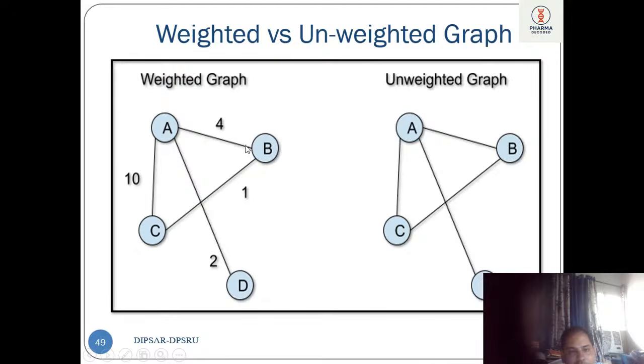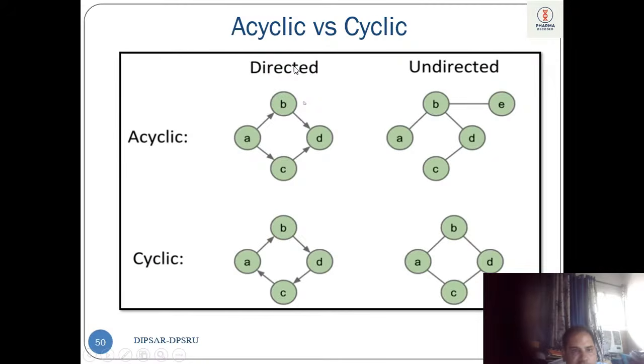Such kind of graphs where a value is written between the two lines, such kind of networks we call weighted graph. And where no weightage is given, we call it unweighted graph. We are not giving any weightage from one node to another node, right? Then there is another type of graph that we call acyclic or cyclic. Acyclic and cyclic graphs can be of two types, directed or undirected. You can see that in this acyclic one, even though it looks like a cycle, I am saying it is acyclic.